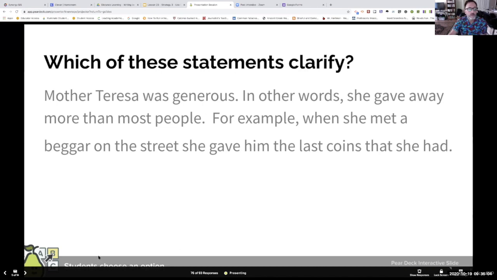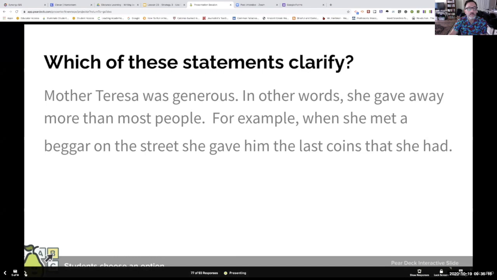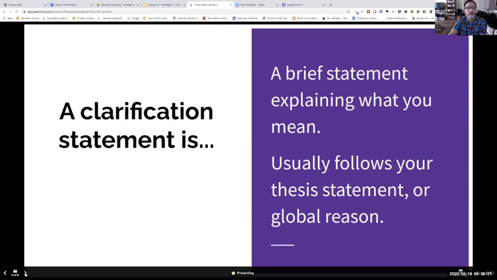So sometimes you have to pause a little bit and pay attention to that. It's a pretty subtle difference, but once you start using these, it comes pretty clear pretty quickly. So what is a clarification statement? So let's talk about that for just a moment.